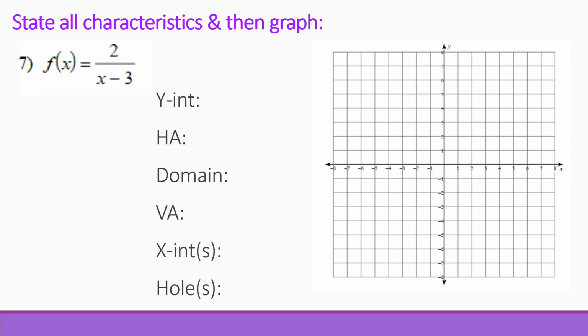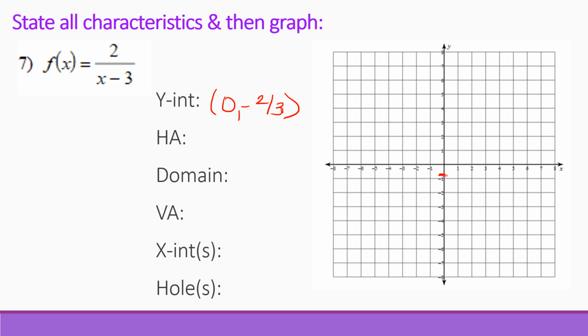Example 7, f of x equals 2 over x minus 3. Y-intercept. I don't have any x's in the numerator, so it's just 2 over negative 3. So it's (0, -2/3). Again, just sketch these points as best you can. Somewhere down there close to negative 1 on your y-axis.